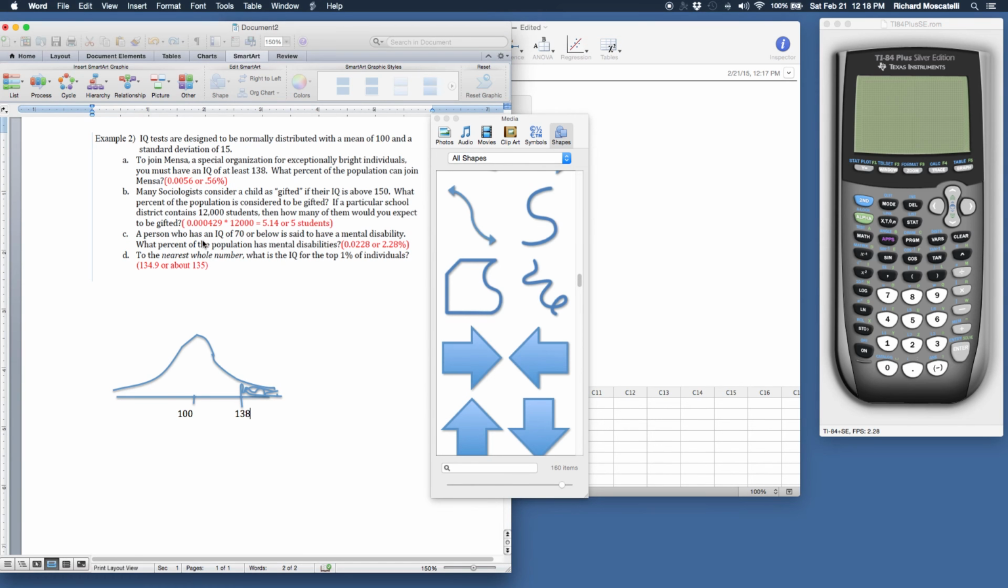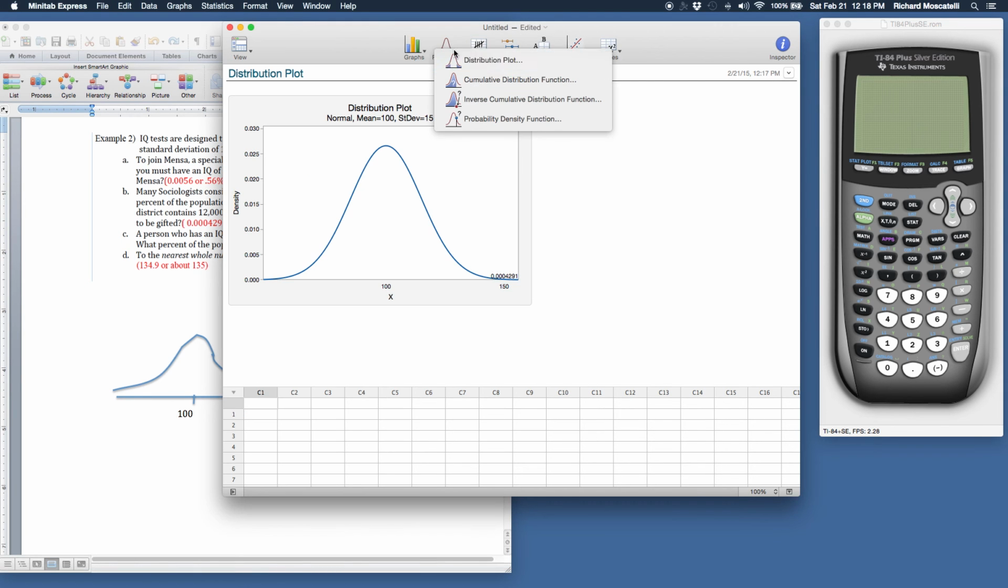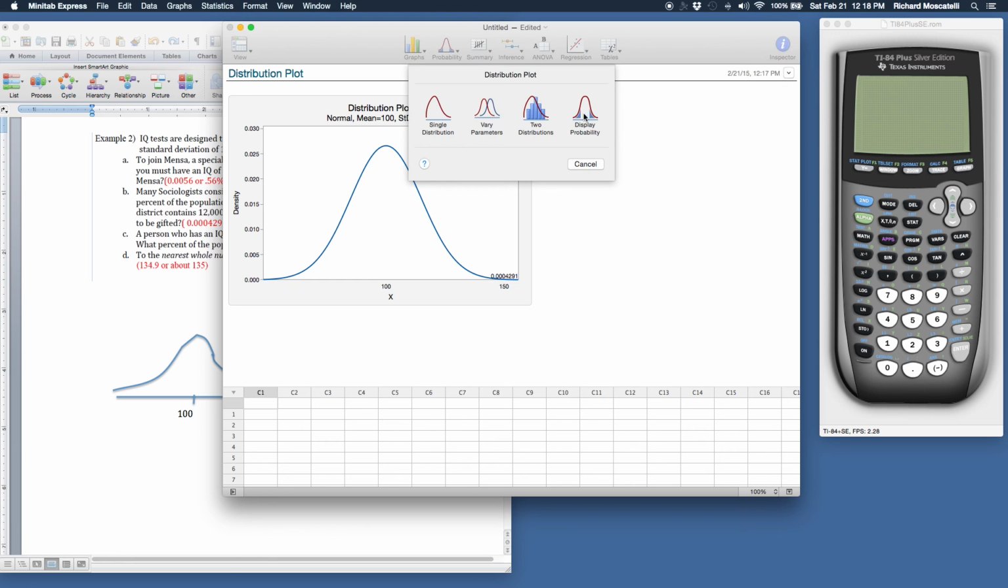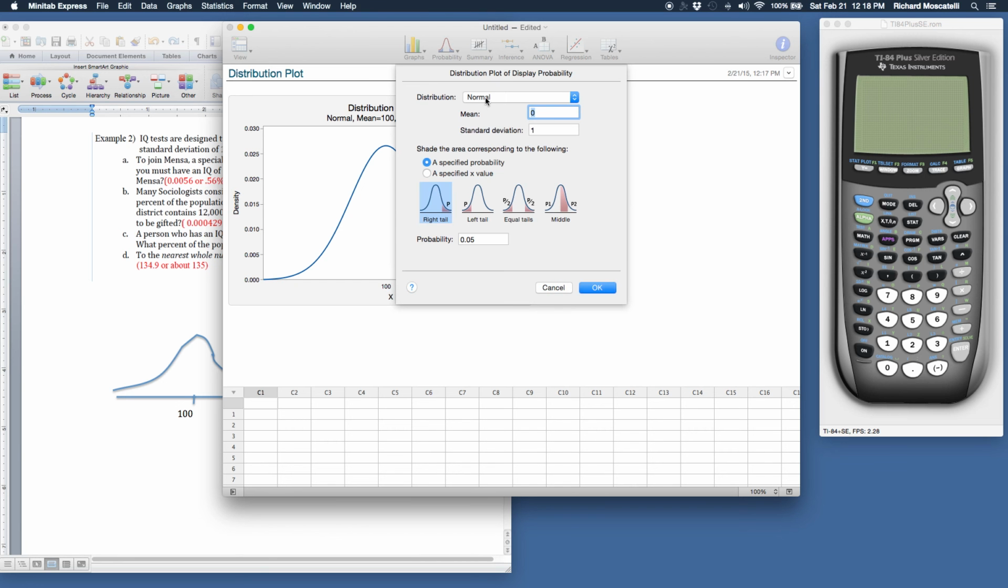Letter C, a person who has an IQ of 70 or below is said to have a mental disability. What percent of the population has mental disabilities? All right, well, same deal. Probability, distribution plot. Give me a probability. Normal with a mean of 100, standard deviation of 15. But this time I don't want to shade right of an x value.